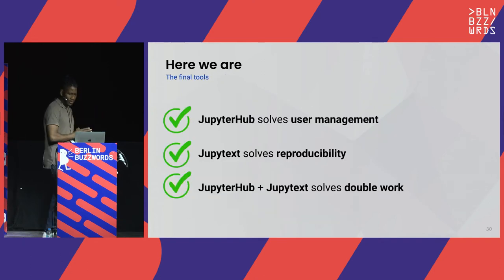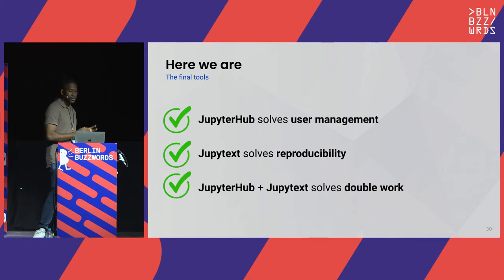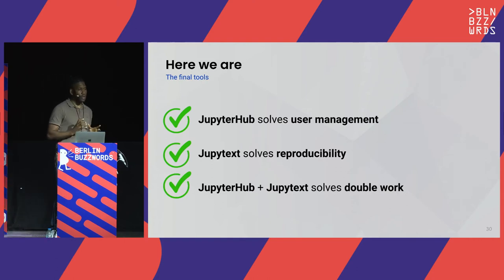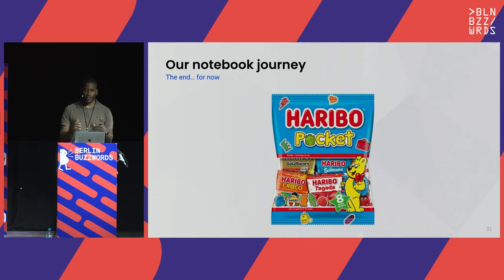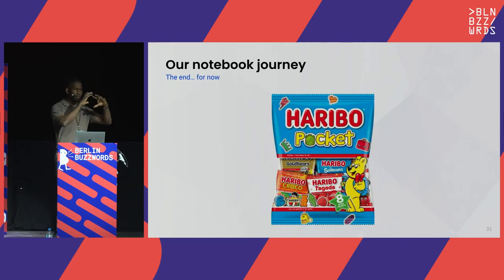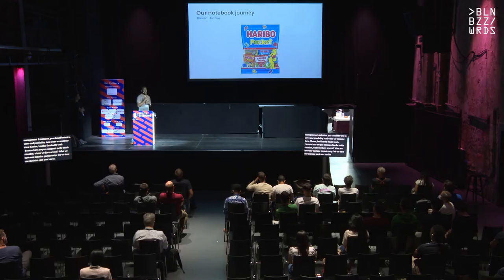So finally, we set up JupyterHub to solve the user management limitation and Jupytext to solve reproducibility and traceability. And when we combine these tools, we solve the double work. So now, how we work compared to before, where we had one machine per project: today we just have one machine. Each user has his own session, and in your session you can have one or several projects. Now we have one machine with several projects.